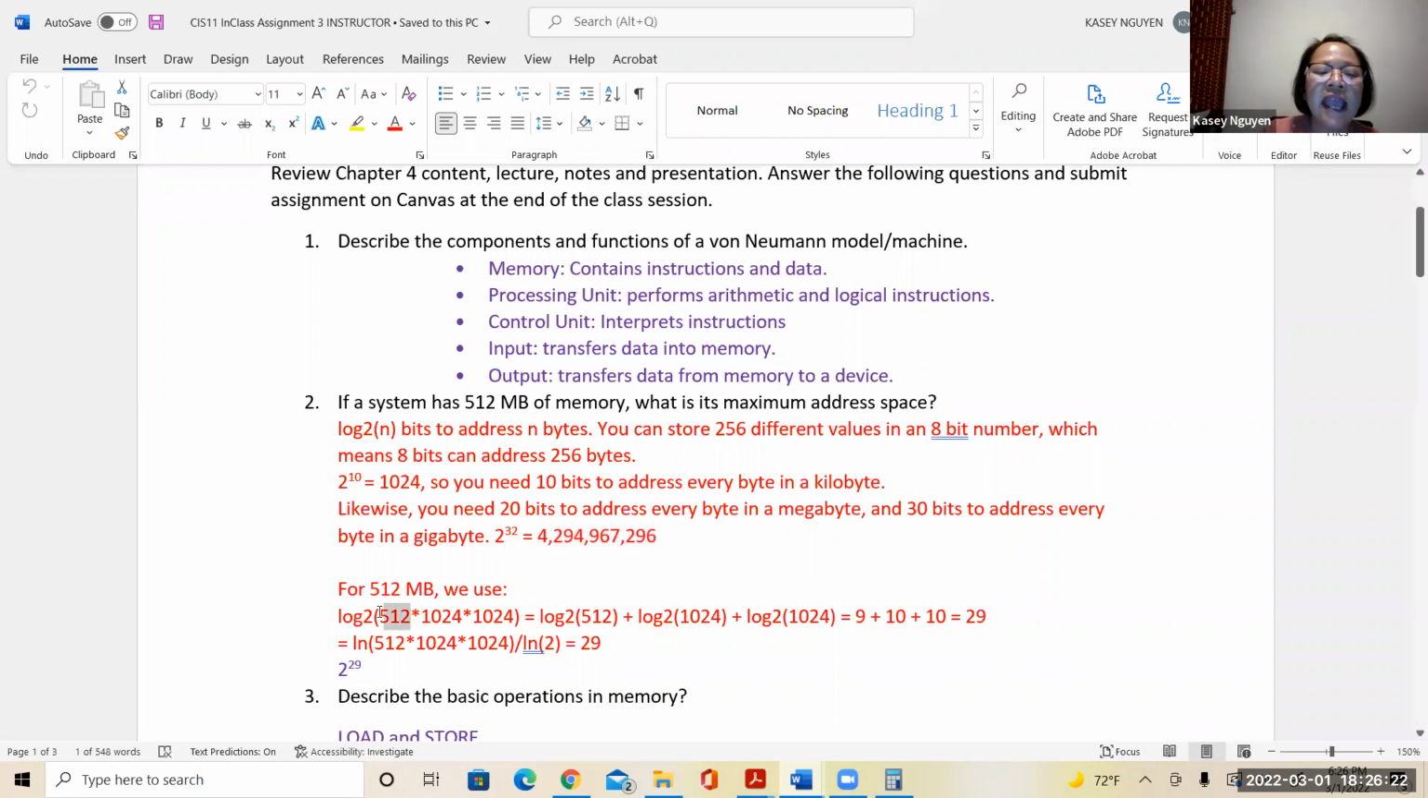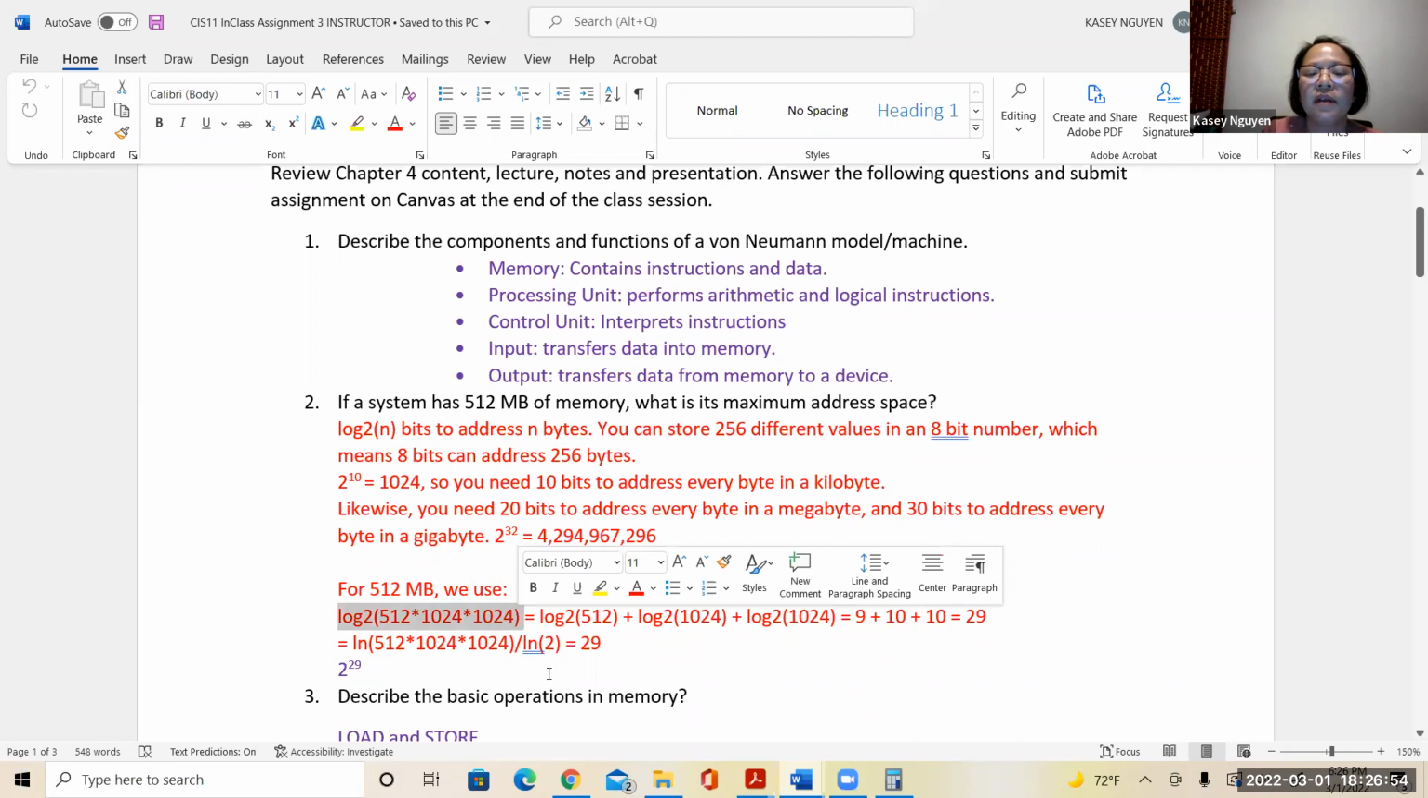So we're going to take the n, which is the 512 that we're given in the question, and we're going to apply the log 2 of n. But because it's megabyte, we have to multiply that by 1024. This is for kilobyte. And again, multiply 1024 for megabyte. Okay. So when we say 512 megabyte, it's really 512 times 1024, and again times 1024. And we would use log 2 of that value.